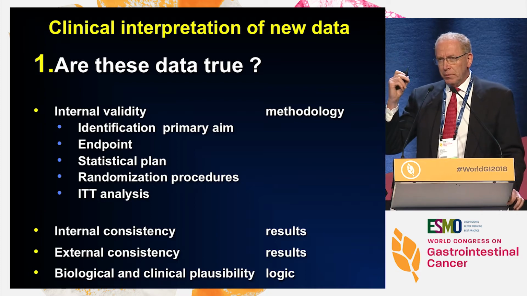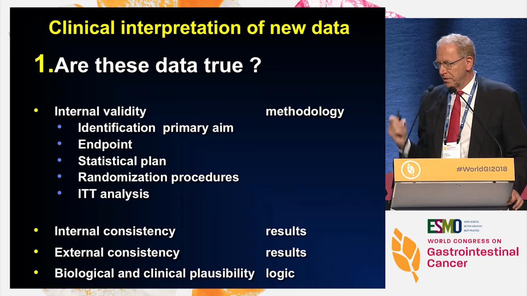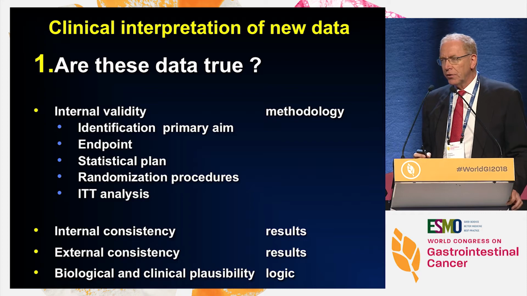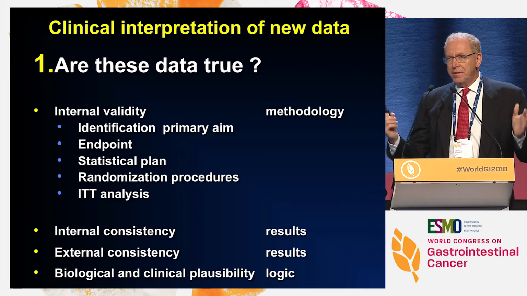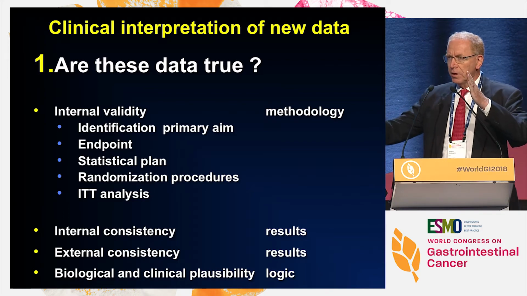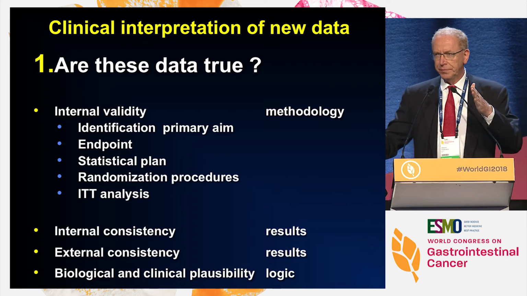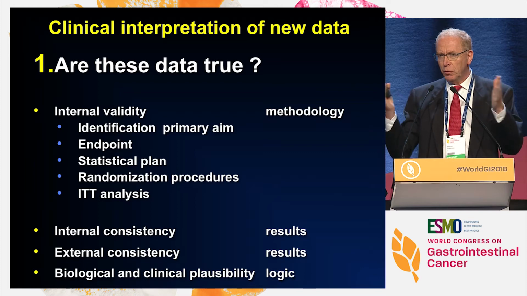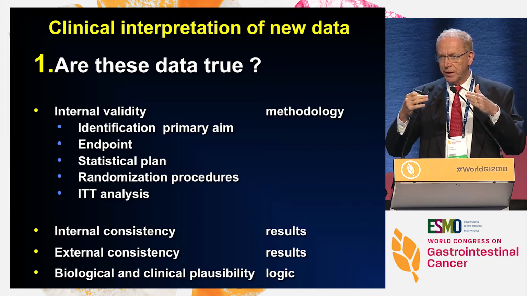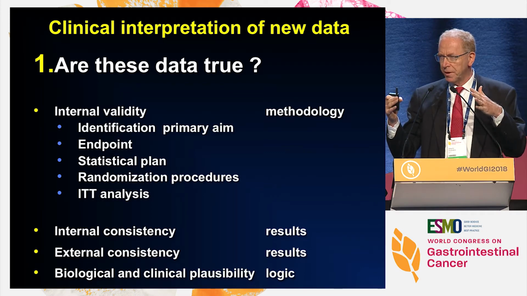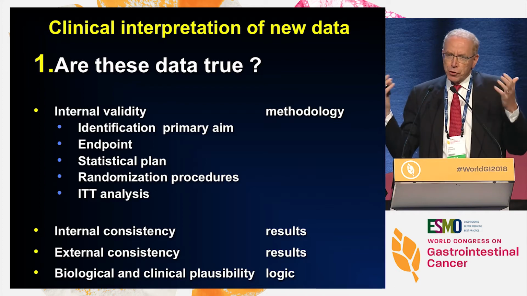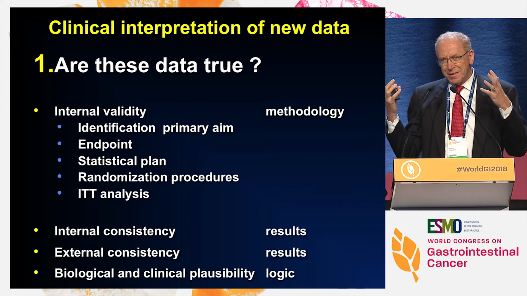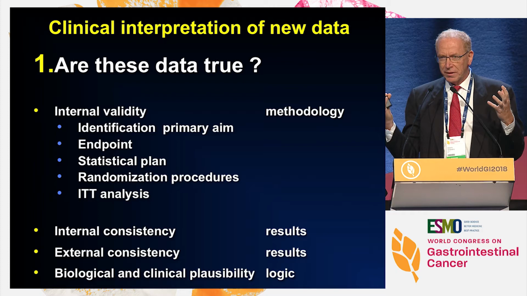The second parameter that should be satisfied is the internal consistency. Say that you see a huge difference in overall survival for regimen A compared to B, but you don't see any difference in response rate and no difference in PFS. Is that possible? Sure, but that's not so consistent internally.